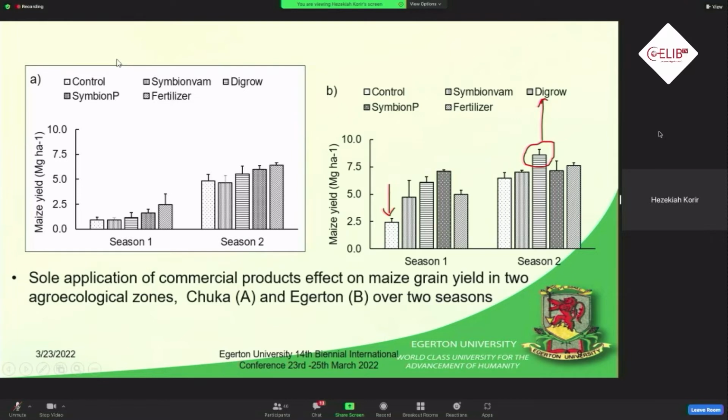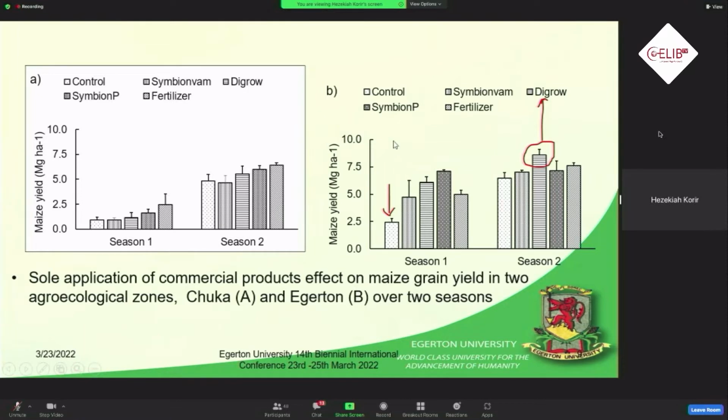And the first graph is on the nitisol that is in Chuka. So we find that when you compare the control and the application of these products, these products are able to increase the grain biomass, the grain weight of maize. The B part of the chart is at Egerton.